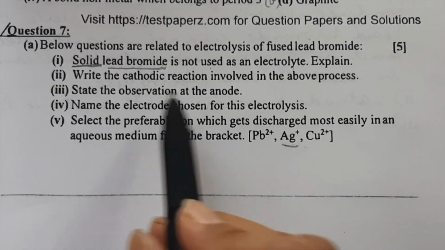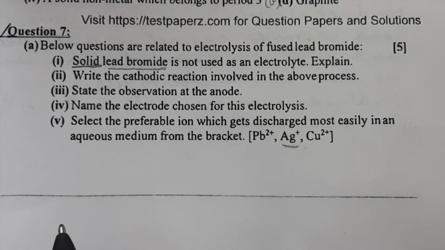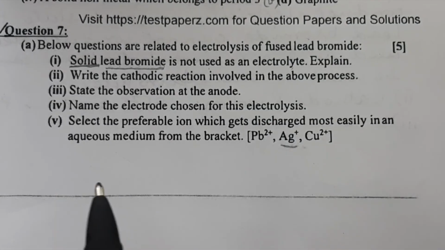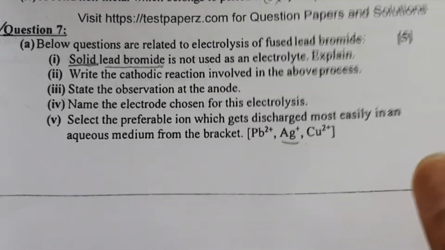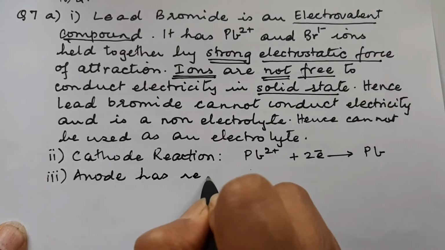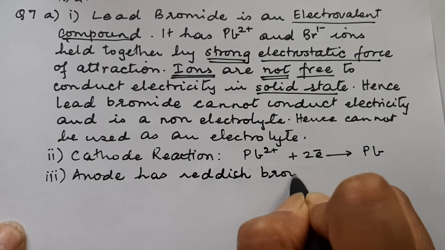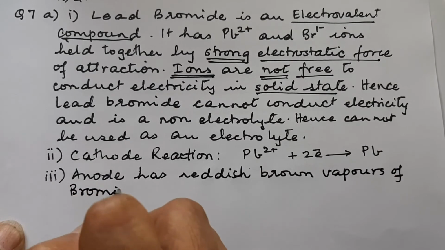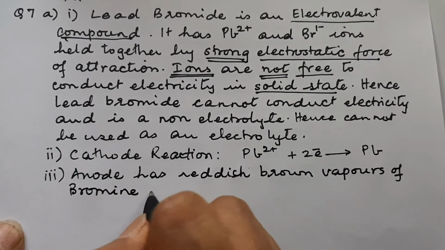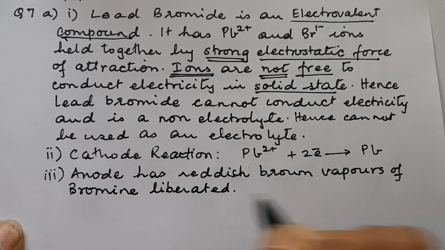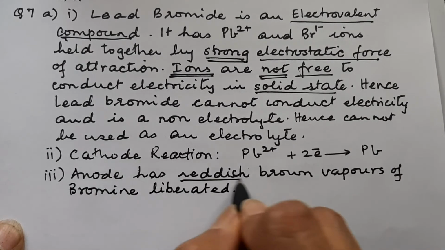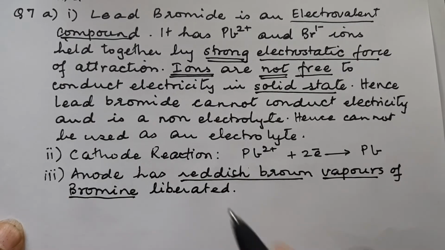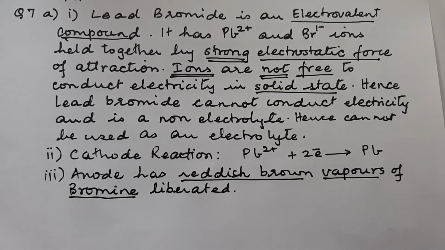Third, state the observation at the anode. Now at the anode, we are going to have bromine vapors. So what is the observation? Anode has reddish brown vapors of bromine. So that will be our observation.